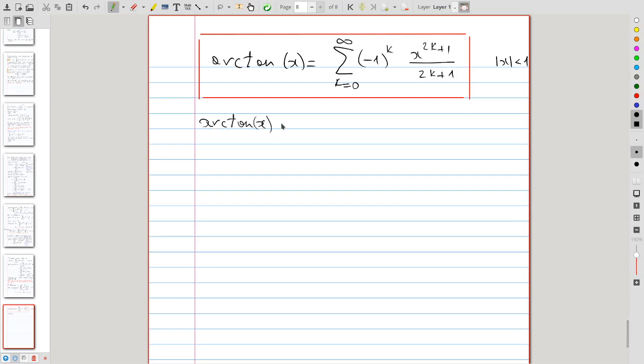We have arctangent x is equal to, when k is 0, we have 1, and here x divided by 1, so x, then minus 1 to the 1 gives us minus 1, and for k equals 1 we have 3 here, x to the third divided by 3. Then this sign switches again, and we have plus x to the fifth divided by 5, and so on.